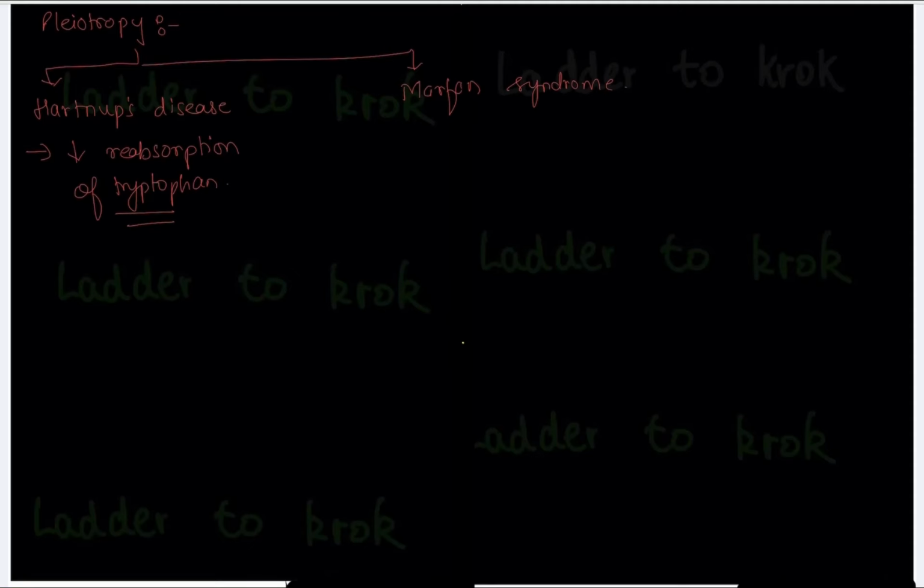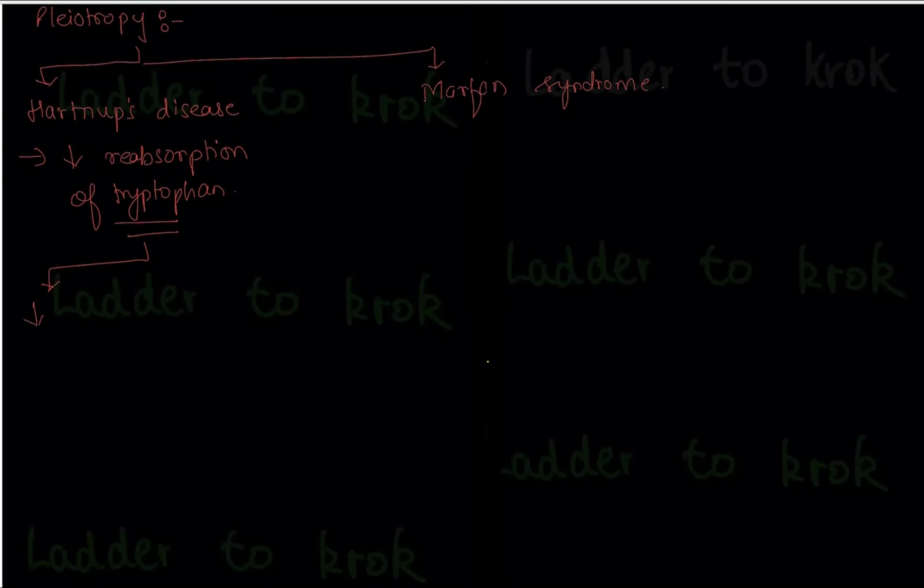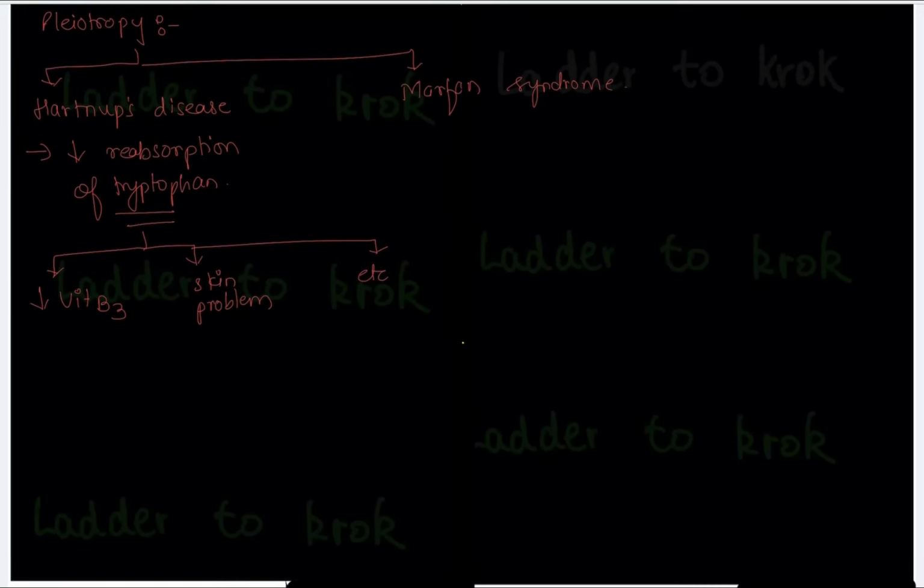Now tryptophan, you will be studying in biochemistry, has many functions. It's responsible for your skin. It is responsible for vitamin B3 formation, okay? So what happens if this is not reabsorbed? There will be decreased vitamin B3 because it is responsible for forming vitamin B3. It will lead to skin problems, and it will cause many other problems related to tryptophan. So pleiotropy, as I said, is one gene but many effects. One gene got affected, and the person got Hartnup's disease, which is decreased reabsorption of tryptophan. Therefore, these and many other problems will be seen because only one gene is affected.